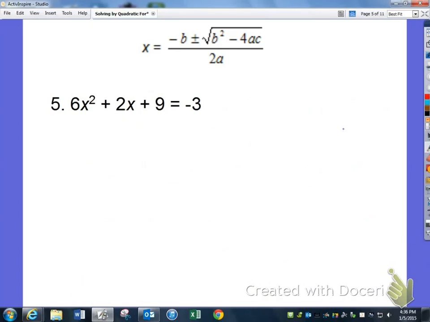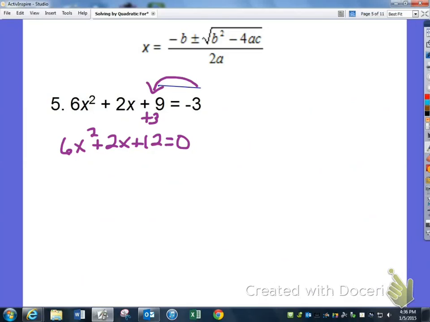Okay, if you'll notice on number 5, this one is not equal to 0. If it is not equal to 0, then you can't do it yet. I need to take this negative 3 and move it over to this side. So when I move it over here, it's going to become a positive 3. And so what I have to do is add that to the 9. So I'm going to get 6x squared plus 2x plus 12 equals 0. Please stop me and ask me questions if you don't understand where I got that from.